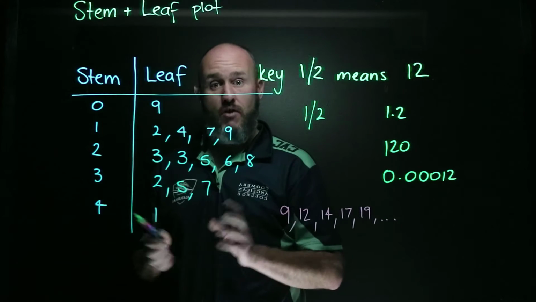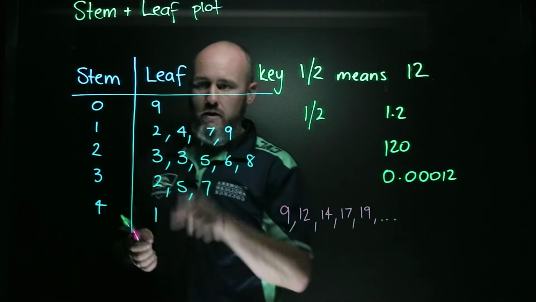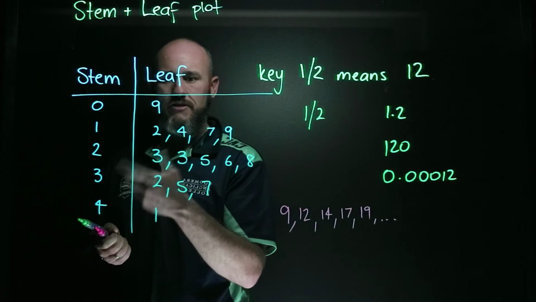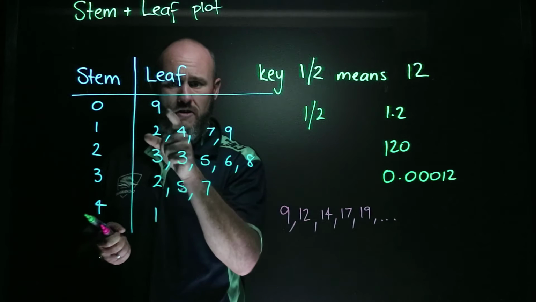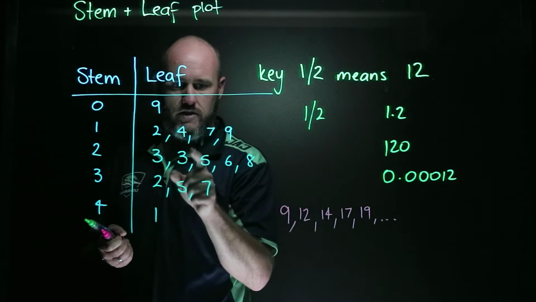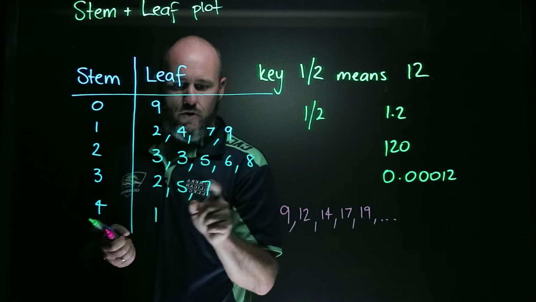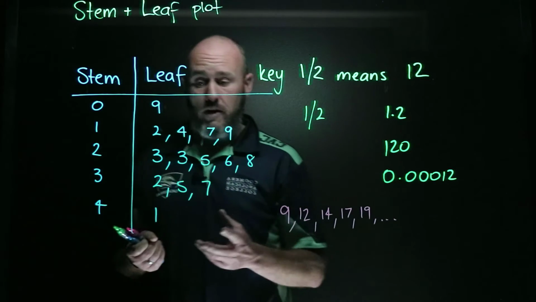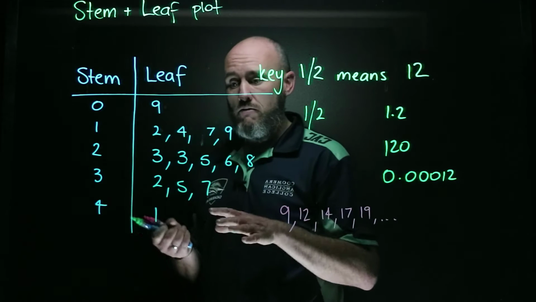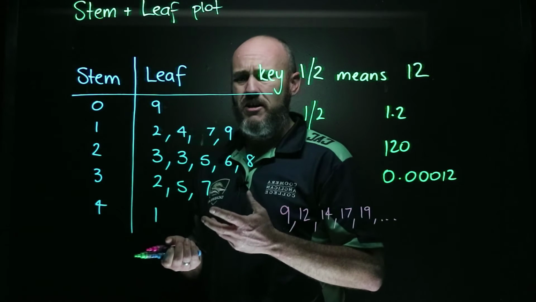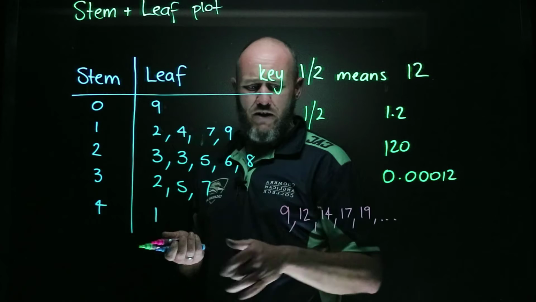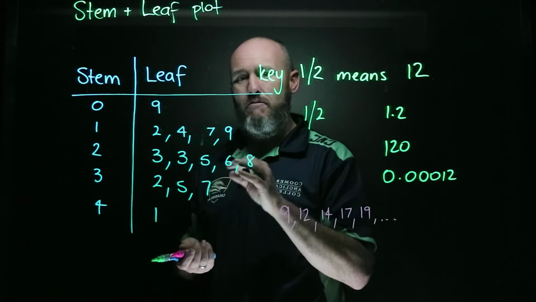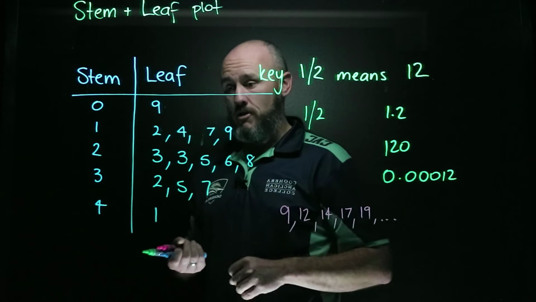The second thing we can find quite easily is how many data points there are. Because the leaf represents each data point, the stem represents the tens column in this case, and multiple data points have the same tens column. 1, 2, 3, 4, 5, 6, 7, 8, 9, 10, 11, 12, 13, 14. So there's 14 data points in this case. The other thing we can look at is the mean, median, or mode. Now the mean's tricky in here, because to get the mean for this set of data, we have to write all the data points out, add them together, divide by 14. So it's a bit tricky, but the median and mode come quite nicely from the stem and leaf.